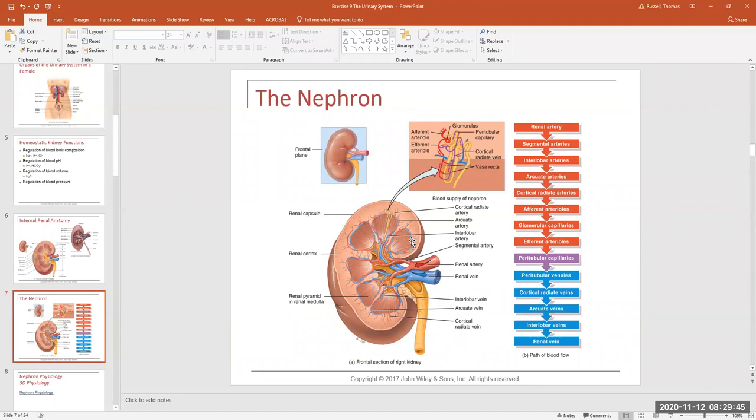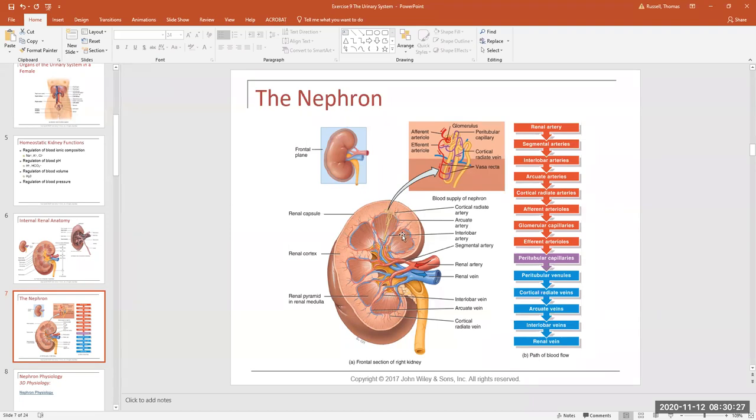Now, from the arcuate artery, if you notice, and I know the picture's kind of small, but they have these little bitty red blood vessels that go perpendicular up through the cortex. The only red vessel that goes up through the cortex like that is called the cortical radiate artery. It's the same name, but it's an artery for the red one, wherever they have it labeled. Oh, up here, cortical radiate artery. So the red vessel up in the cortex is the cortical radiate artery.